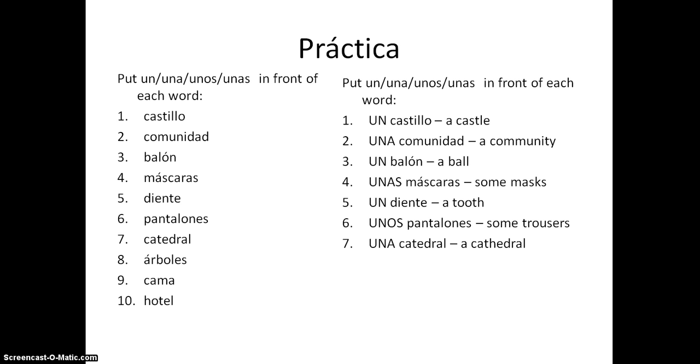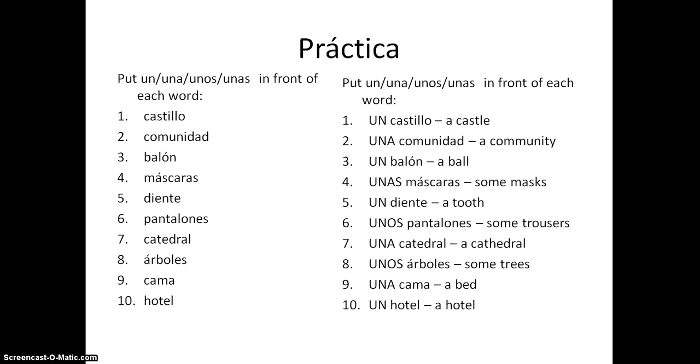Una catedral, no way of knowing this, you just have to look it up and learn it. Similarly for this one, árbol is masculine: unos árboles, some trees. Una cama, more obvious because it ends in an A. And un hotel, because it looks like the English, it's from the English word. Okay, so that's using un, una, unos, unas.